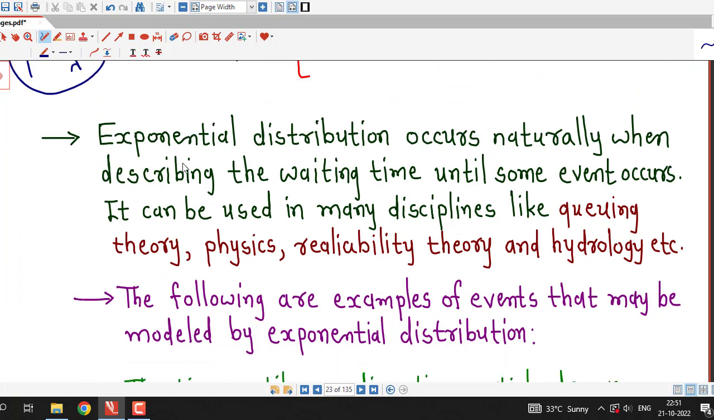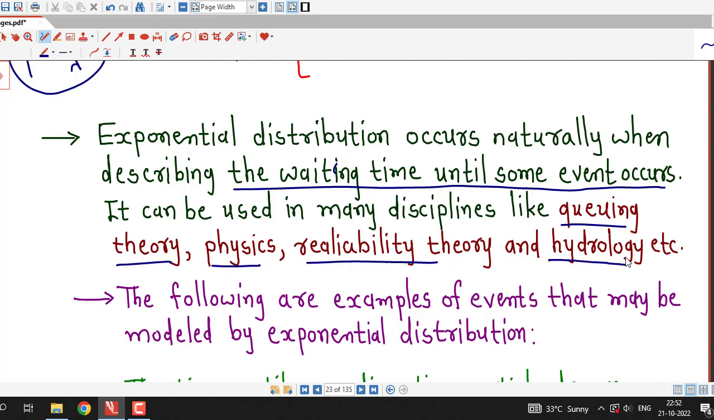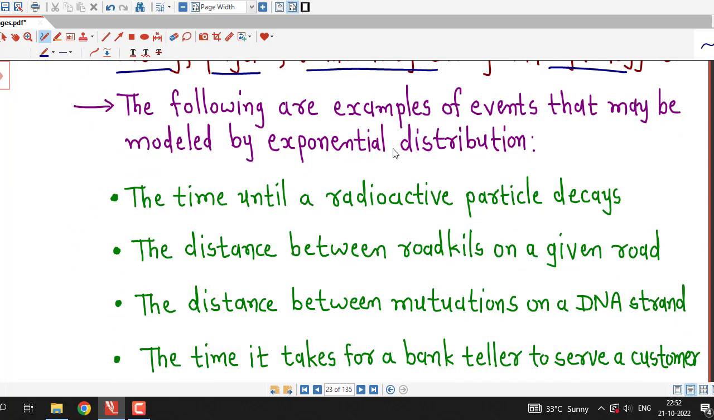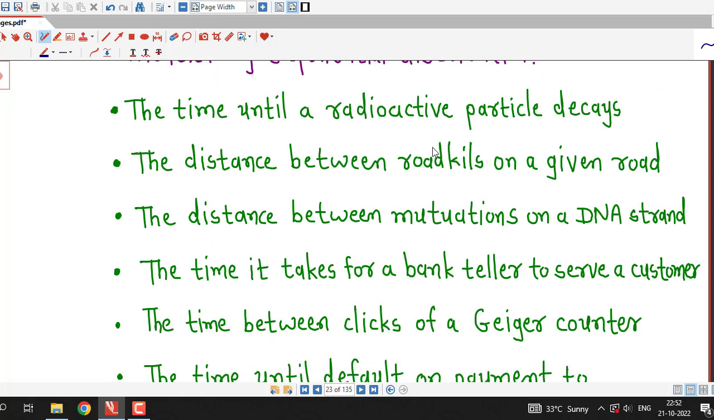We can answer in writing in this way: exponential distribution occurs naturally when describing the waiting time until some event occurs. It can be used in many disciplines like queuing theory, physics, reliability theory, hydrology, and some insurance related theory. And I have written some examples of events that may be modeled by exponential distribution. For example, the time until a radioactive particle decays. So this is the model from physics.